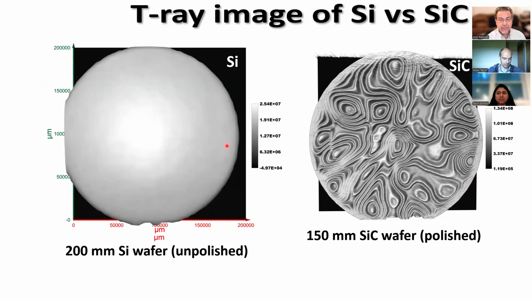And when we compare with silicon, the left one is a 200 millimeter silicon wafer, and this one is a 150 millimeter silicon carbide wafer. As you can see, silicon has come a long way, over a century or so. Whether by the material itself or by perfecting the process, silicon doesn't have that kind of crazy thing inside the wafer.